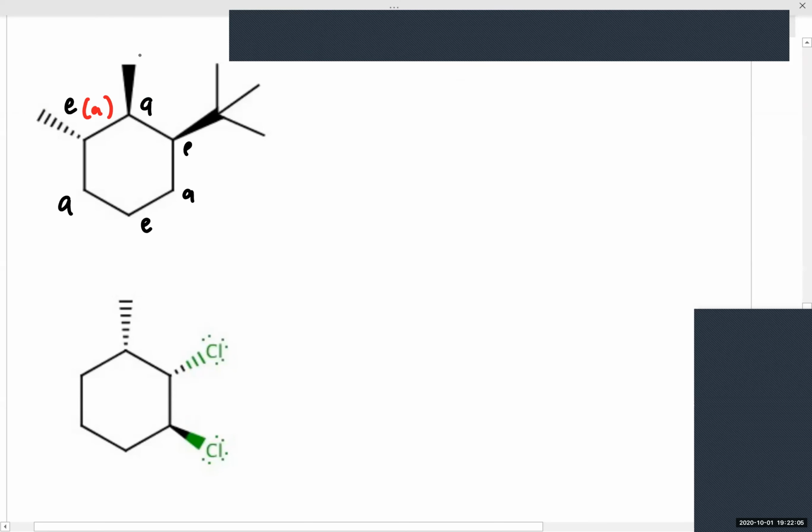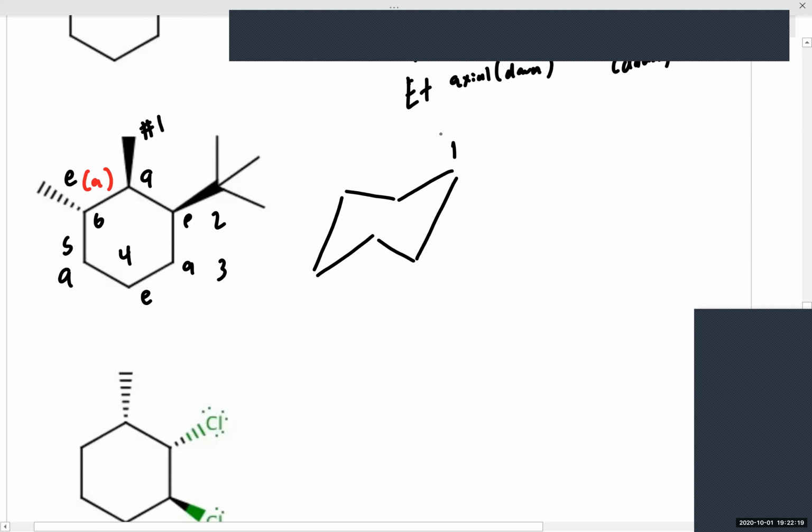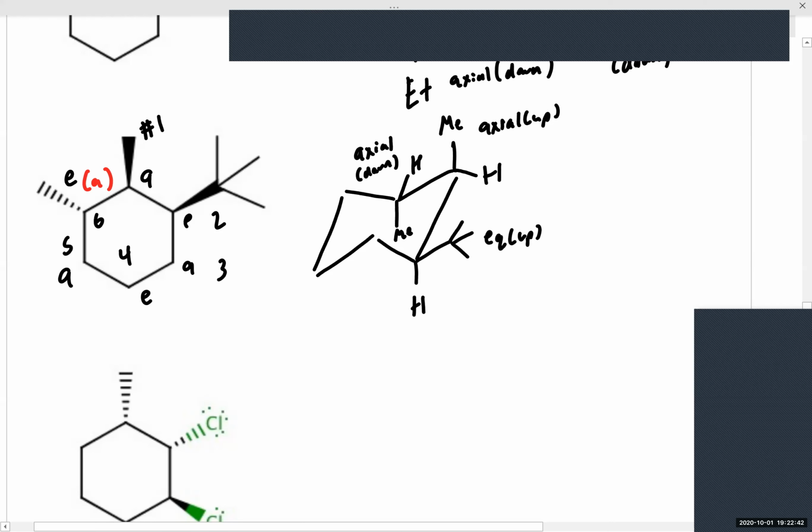So I'm going to draw my first chair conformation, putting the methyl group at carbon 1, and I'm going to label my carbons. My methyl group is axial, pointing up. The tert-butyl group is equatorial, pointing up. And then my other methyl group is axial, pointing down, because it has a dash, which indicates it's pointing into the page. Now I'm going to put my carbon labels. 1, 2, 3, 4. Carbon 4 goes up, carbon 1 goes down.